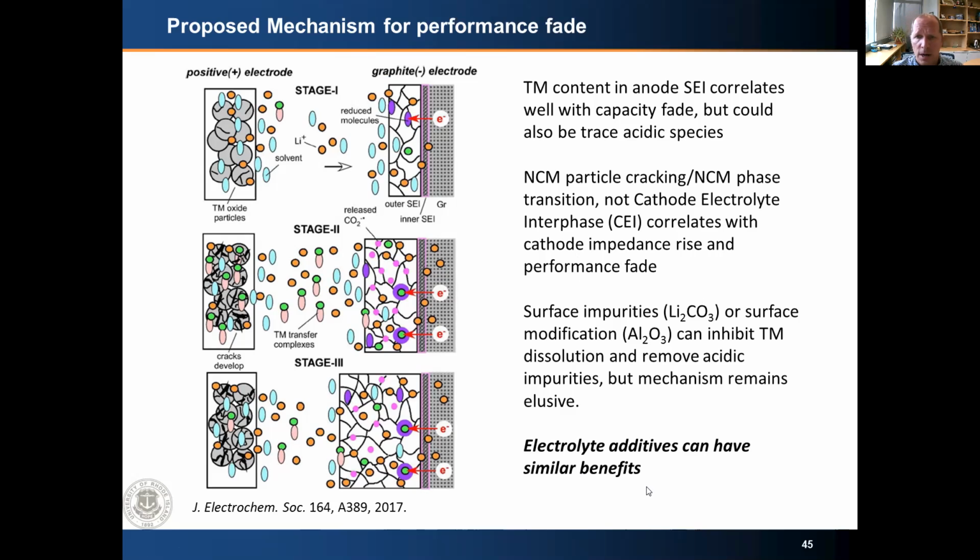It's also interesting to note that surface impurities such as lithium carbonate, or surface modifications such as alumina, can significantly inhibit the transition metal dissolution on the cathode and also the damage to the SEI on the anode, but the mechanism of this remains fairly elusive. And also a lot of electrolyte additives have been developed which offer a similar benefit to these alumina surface coatings on the cathode.